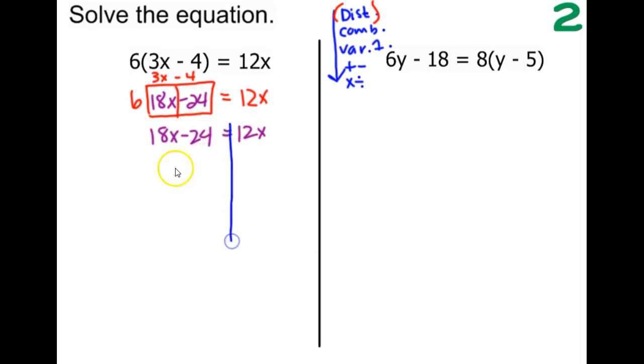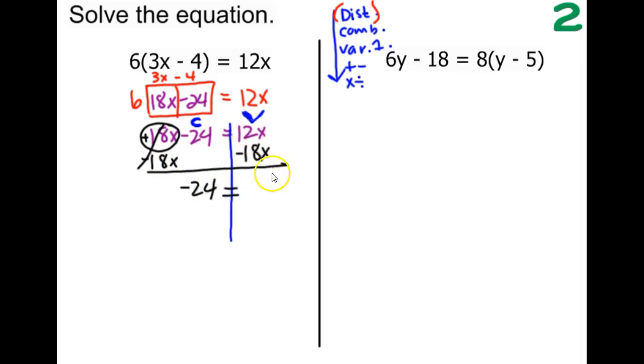Let's draw our line down. We want to get all the letters on one side. It doesn't matter which one. I'm going to pick this side because this side only has letters. This side has numbers and letters. So if I move this 18 over to the other side, right now it's positive, so the opposite would be subtract 18x. We have negative 24, and 12 minus 18 is negative 6x.